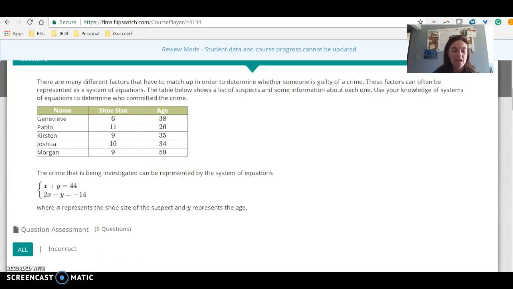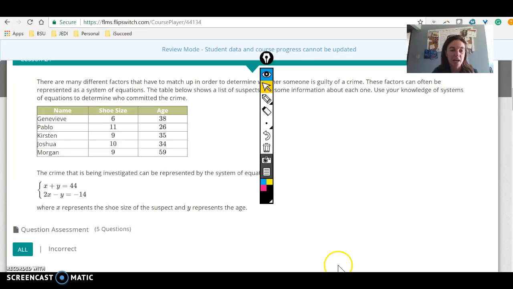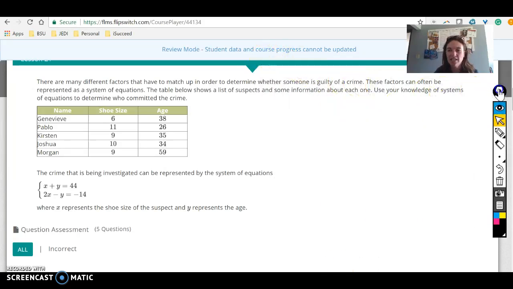Okay, so we have a little chart here that has shoe size and age, and it looks like X is going to be our shoe size and age is going to be Y. And our system of equations that we're working with is X plus Y equals 44 and 2X minus Y equals negative 14. So we are going to be tasked with the job of figuring out which one of these suspects will work for both of these equations.